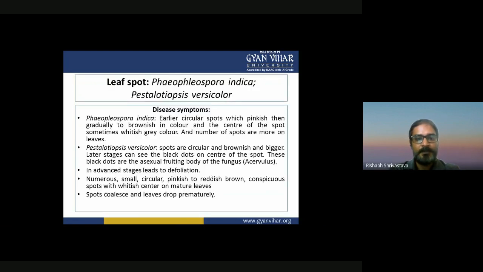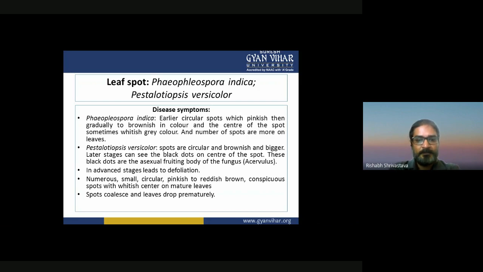Leaf spot: Pestalotiopsis indica, Colletotrichum versicolor. Disease symptoms. Pestalotiopsis indica: earlier circular spots pinkish, then gradually brownish in color, and the center of the spot sometimes whitish gray, and the number of spots is more on leaves.